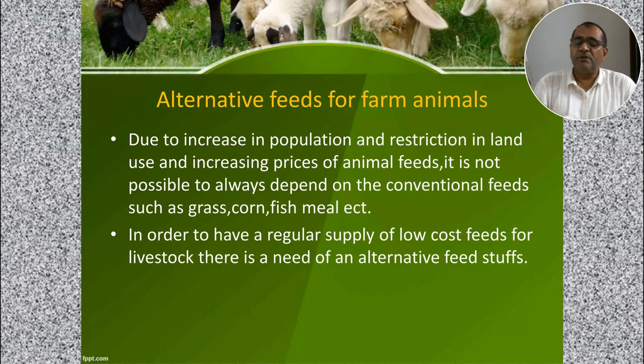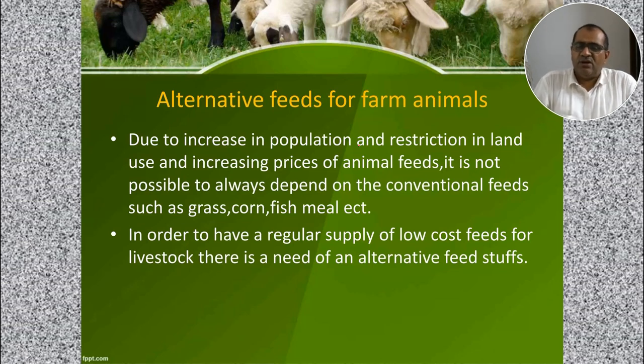Because 60%, sometimes up to 70%, of the farm cost goes to the feed itself. Hence, we need to calculate the economy of a dairy farm or any other livestock farm in terms of the feed only. Hence, we need to go for alternative feeds which are cheap in nature, and whose nutritive quality is comparatively okay.